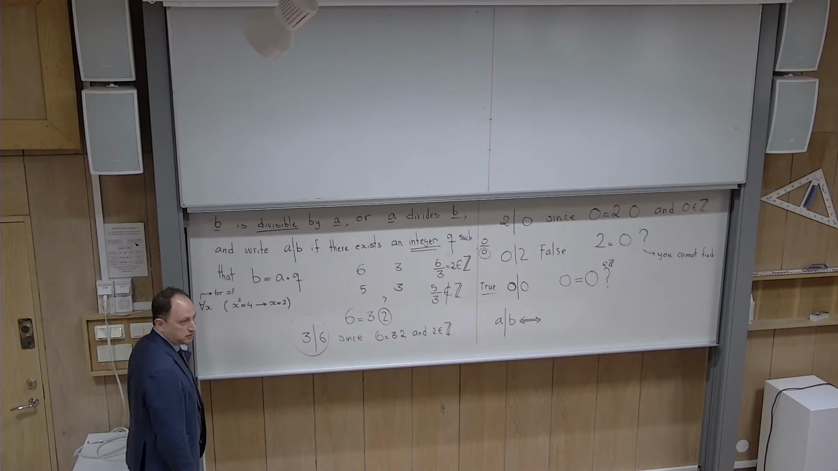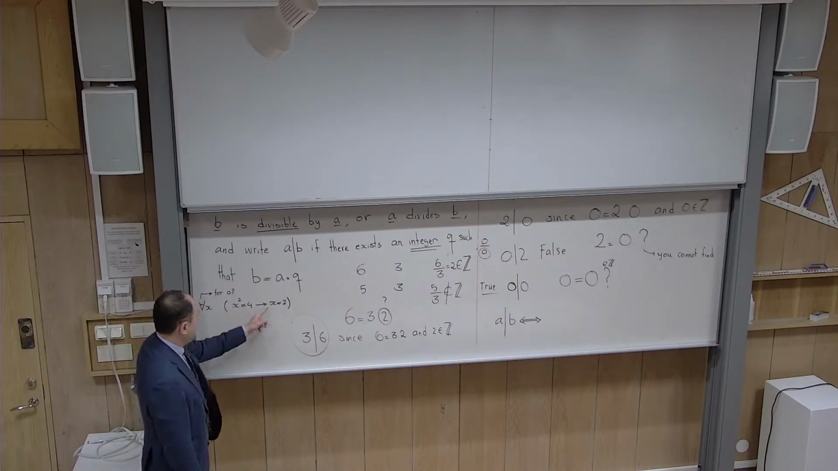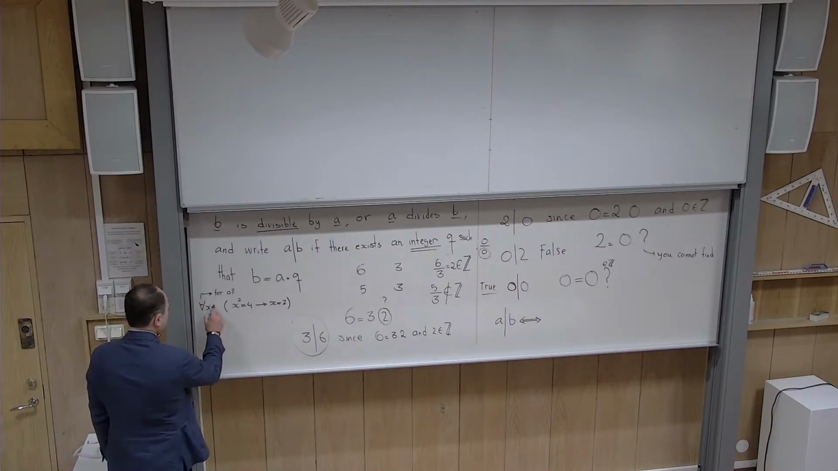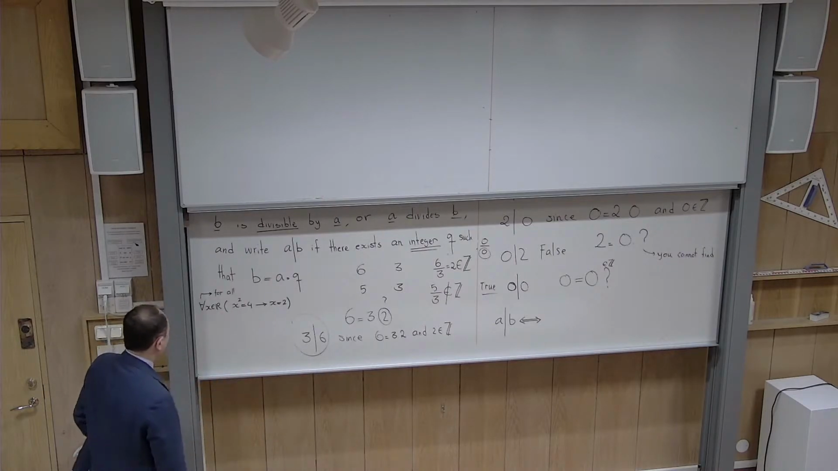Yes? It's false. Yes, why is that? Because it can be minus 2. It can also be minus 2. So if you say x squared is equal to 4, then x is equal to 2. This statement is false.